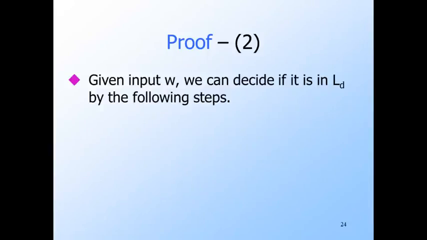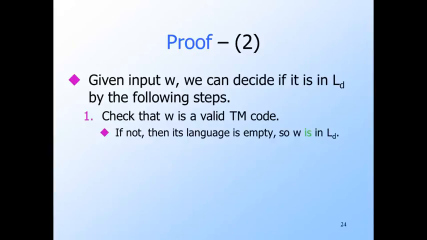So let's assume that L sub U is recursive. We construct an algorithm for L sub D as follows. We're given an input W. Let's suppose W is the ith string. The first thing to do is to check whether or not W is a valid code for a Turing machine. For example, that it doesn't have 3 consecutive ones. If the code is not a valid string, then the ith Turing machine defines the empty language. That means W, the ith string, is not in the language of the ith Turing machine. Therefore, W is in L sub D.